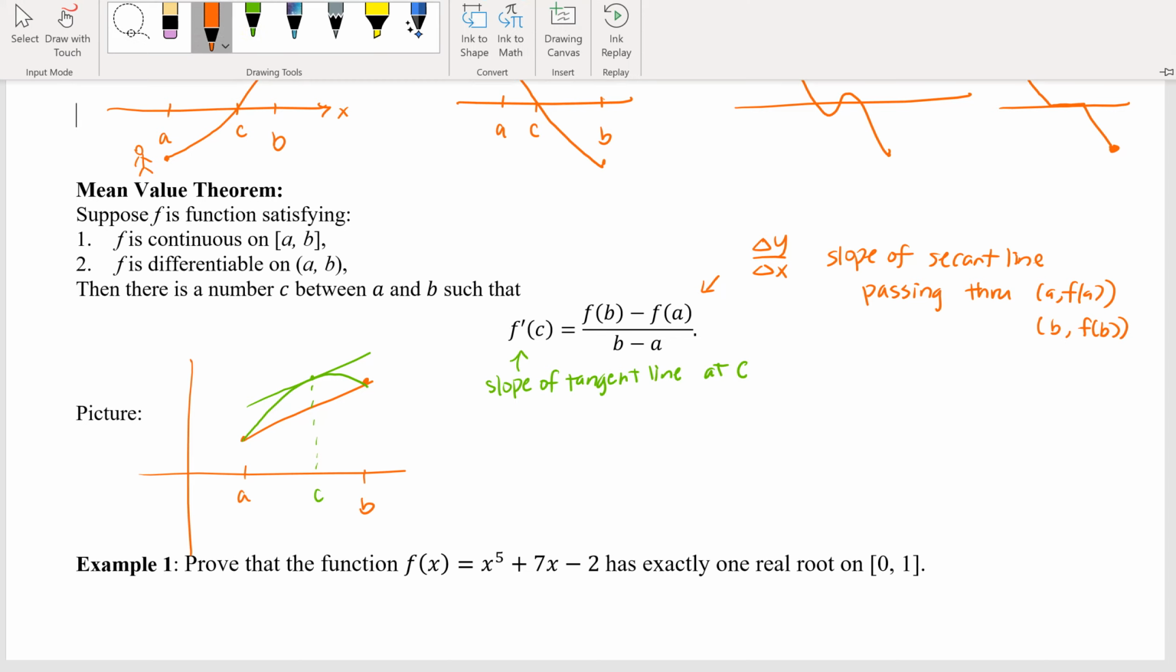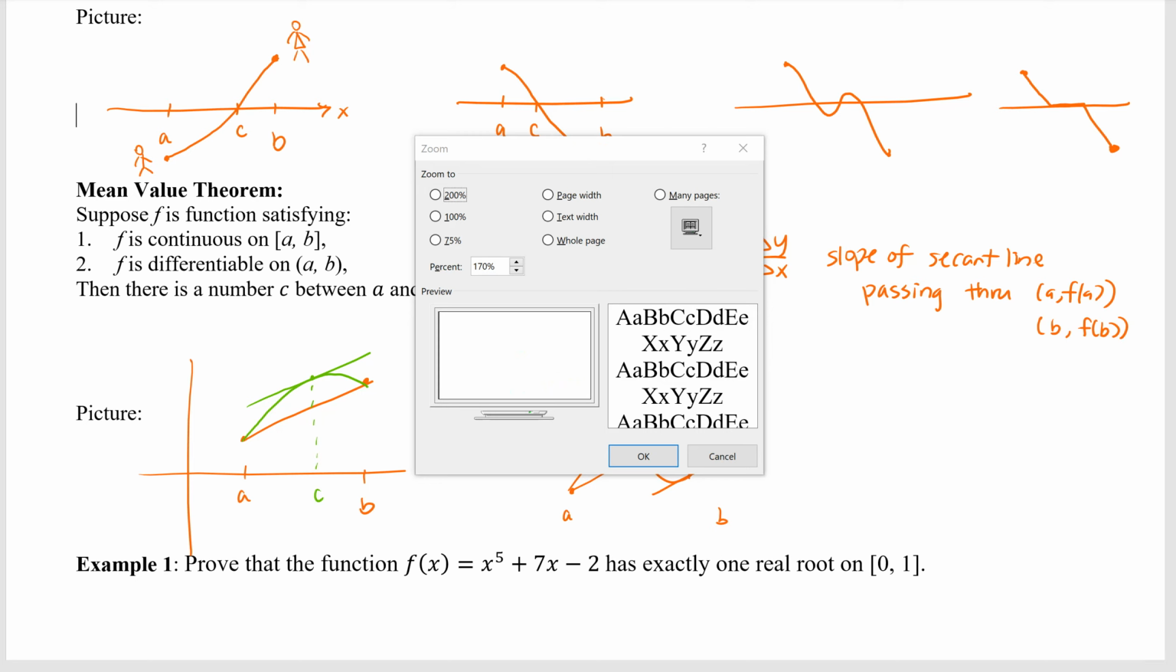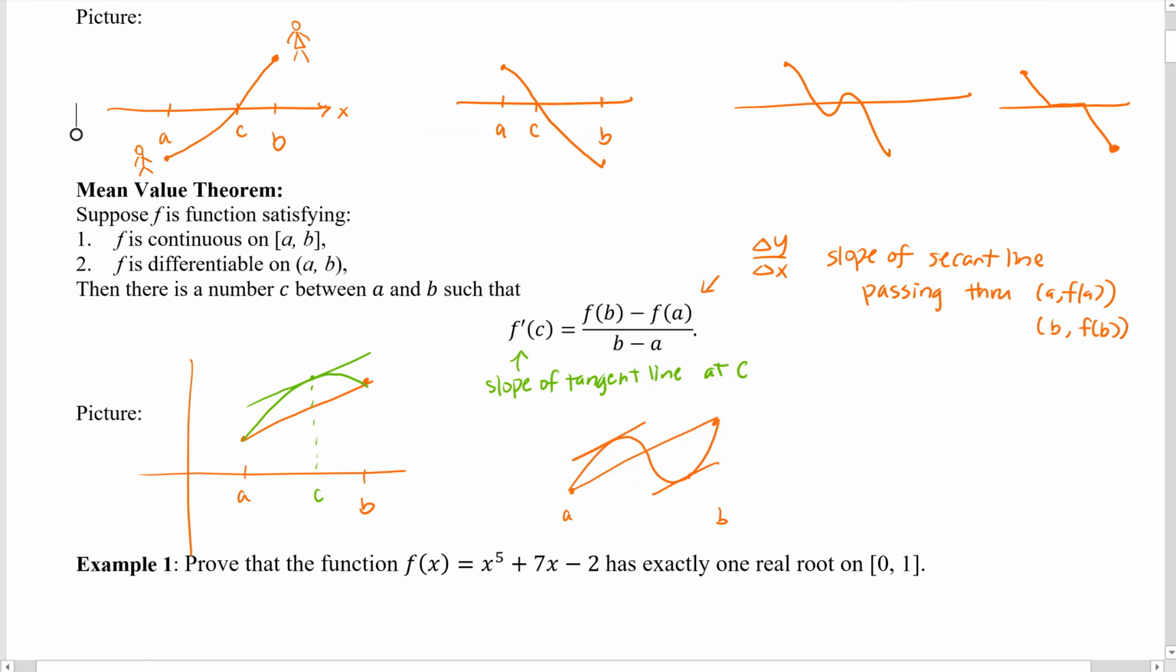We can also have the picture where we have a here and b there, and our curve looks like this. Then maybe there are several c such that the slope at c equals the slope of the secant line. It is all possible. Or maybe f is a straight line. Then there are infinitely many c such that the slope at the point c equals the secant line slope. Right? So we don't know how many c there are. We just know there exists at least one c which satisfies this condition.